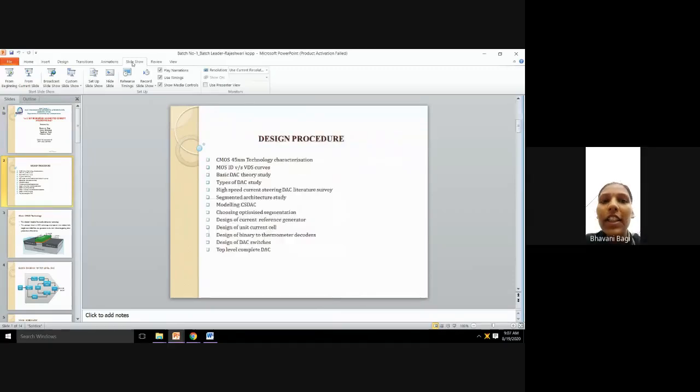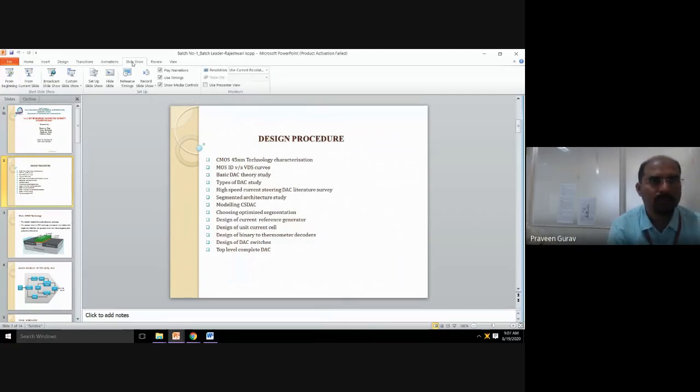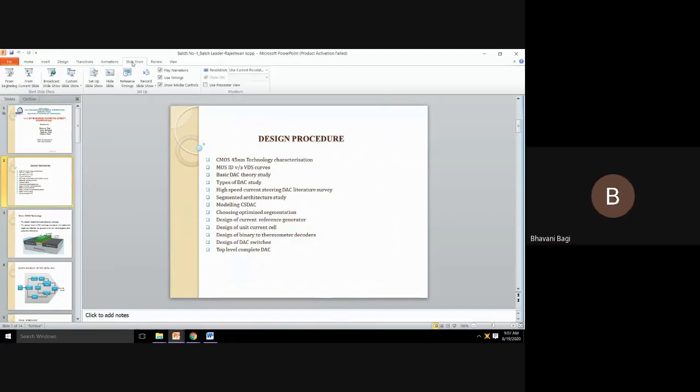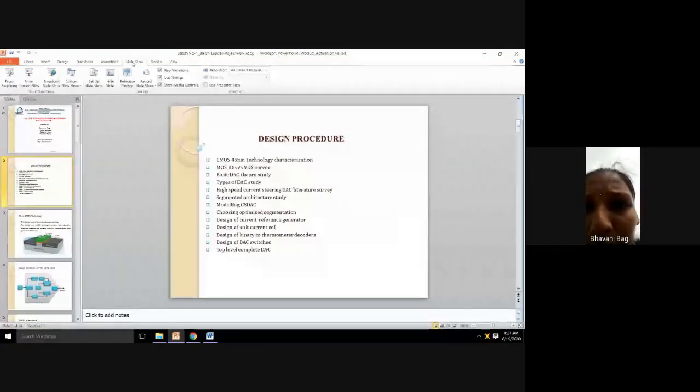A 45 nanometer CMOS technology. Design procedure. CMOS 45 technology characteristics. MOS ID versus VD curves, basic DAC technology. Using the optimal segmentation, design of unit current cell, design of binary to thermometer decoder, design of DAC switches, top level complete DAC.